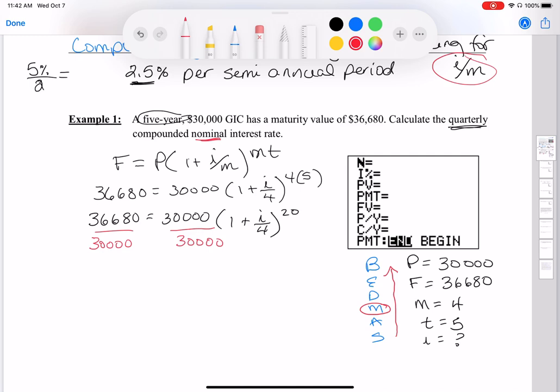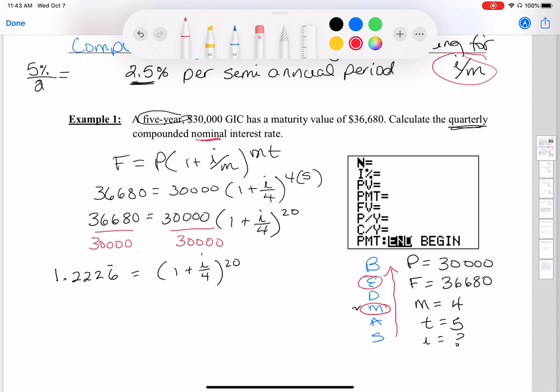And that comes out to be 1.2226 repeating is equal to (1 + i/4)^20. All right, so we've undone the multiplication. Now we have an exponent that needs to be addressed.